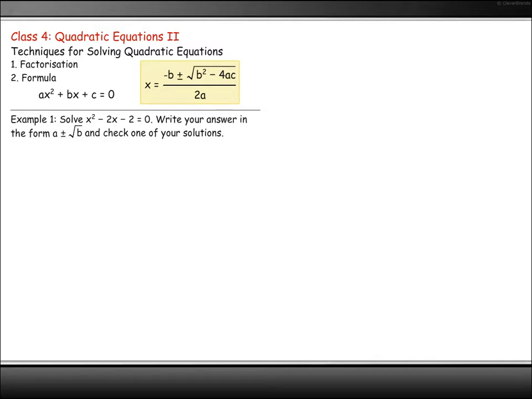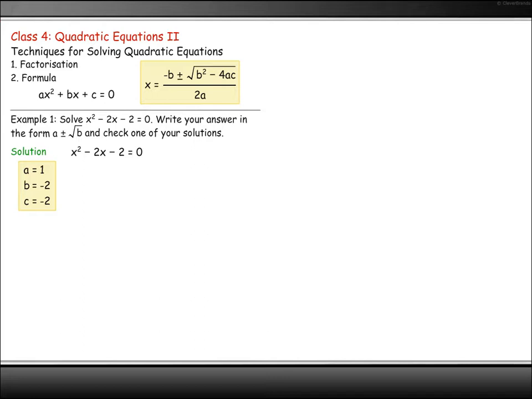Example 1. Solve x squared minus 2x minus 2 is equal to 0. Write your answer in the form a plus or minus root b and check one of your solutions. Write down the coefficients a, b and c. Replace a, b and c in the formula with their values.